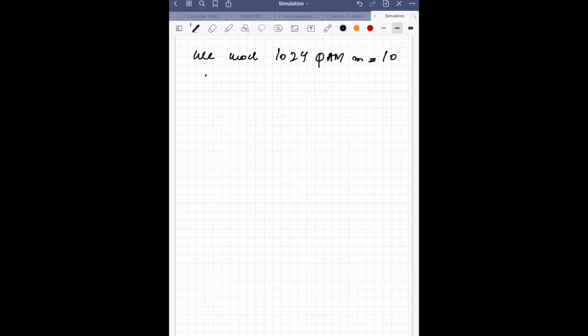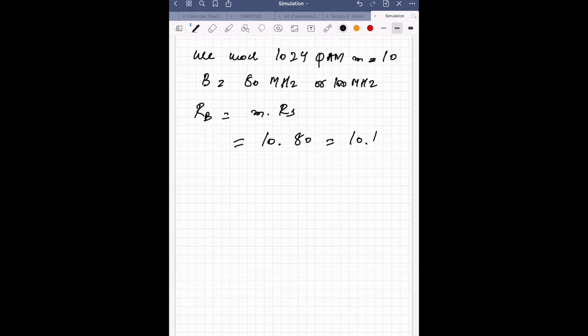Now for 5G the band is 80 megahertz or 100 megahertz. These are the typical values of band for 5G. So if we plug this into the formula, RB is equal to M RS, we can achieve 10 times 80, or let's use the higher version, 10 times 100, which is 1 gigabit per second.